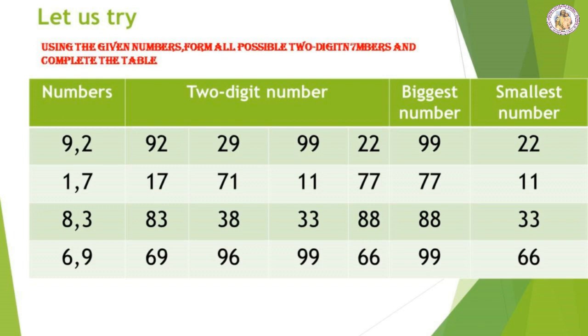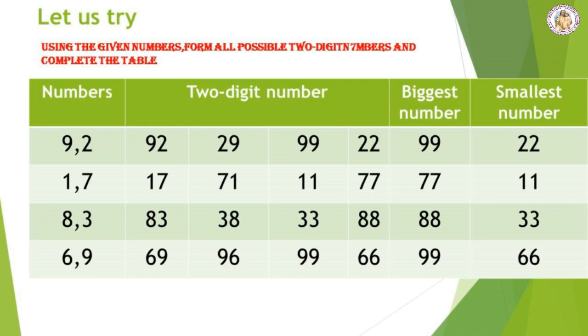First one, they have given the numbers 9 and 2. We have to form all possible two-digit numbers using 9 and 2. So first one, 92, 29, 99 and 22. These are the 4 two-digit numbers we will get from the numbers 9 and 2. Among these 4, you have to find which is the biggest number and the smallest number. Yes, the biggest number is 99 and the smallest number is 22.